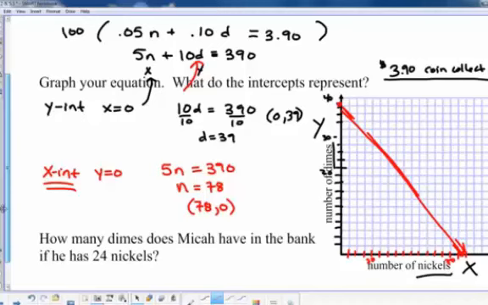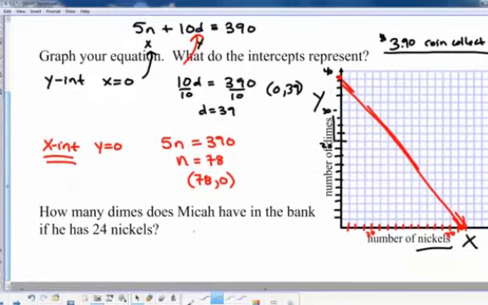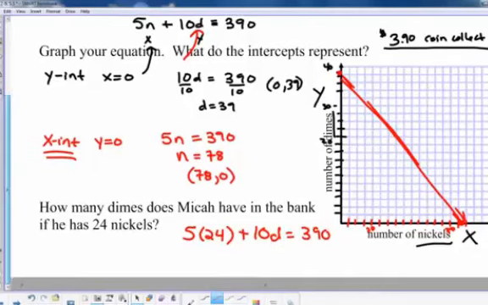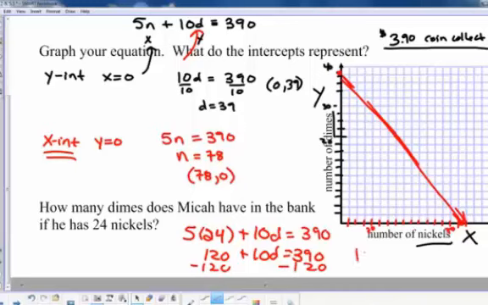So how many dimes does Micah have if he has 24 nickels? So we can plug 24 in for nickels. And solve. So 5 times 24 is 120. So if you subtract 120 from both sides, you get 10D equaling 270. And if you divide by 10, D is 27. So that's the ordered pair, 24, 27.